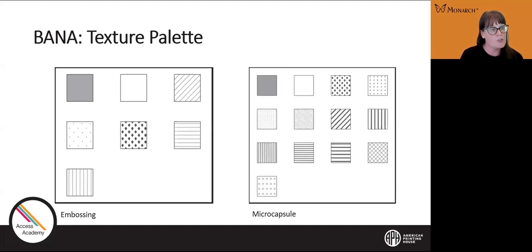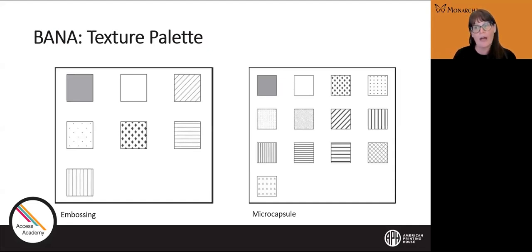So going through the textures that are BANA approved for embossing, and this comes from the 2022 BANA guidelines, you have a solid gray fill, a solid white, like just a solid white box. You have diagonal lines that are going through. You have dots. You have some larger dots that look a little bit more like diamonds. And then you have both vertical and horizontal lines that can be used. All of those same textures are also in the microcapsule options.